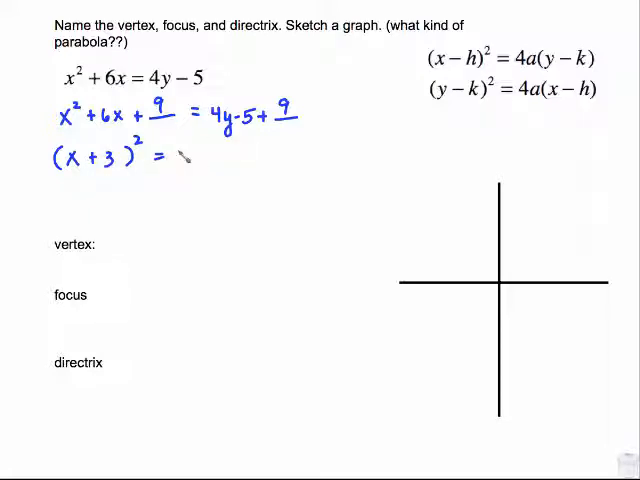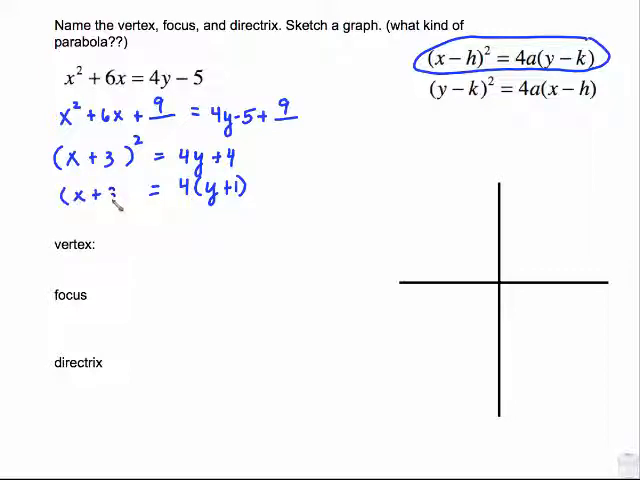A little bit of arithmetic over here is 4y plus 4. Now we've got to do one more thing. What we're looking at is this form right here. And notice I can't leave this as 4y plus 4. I've got to have something in front of the parentheses. So I need to factor out the 4. And now it is in standard form.